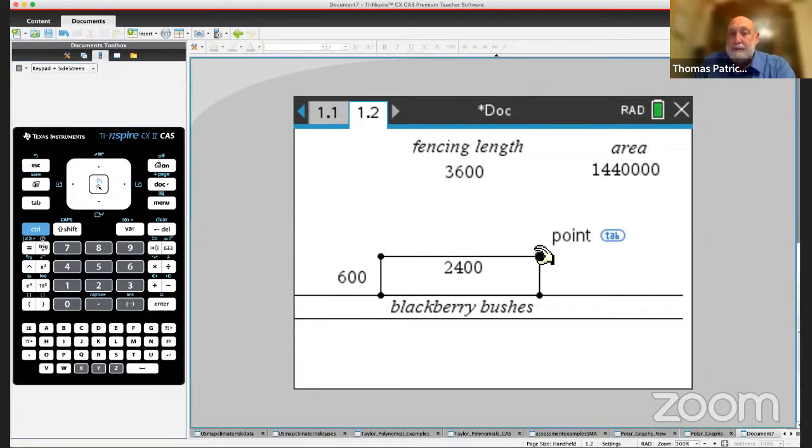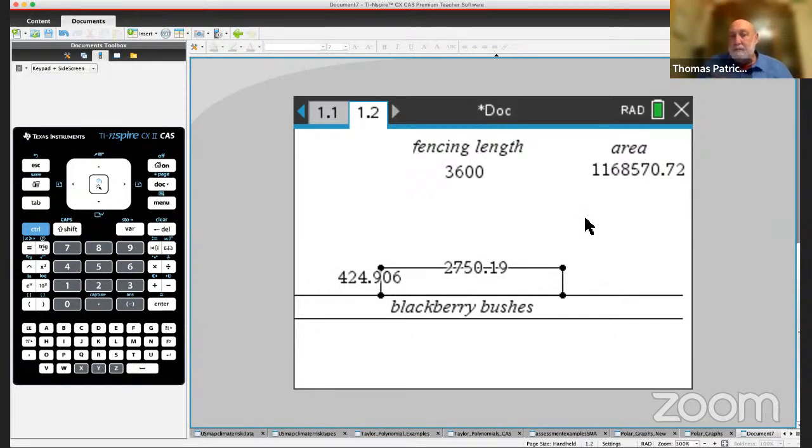So let me grab this point here and move. Oops, excuse me. Let me try it again. Well, maybe. Oh, there we go. There you go. So now I've got a new rectangle. But this area is less than what I have. Notice the fencing length is exactly the same as it was before, but the area is different.